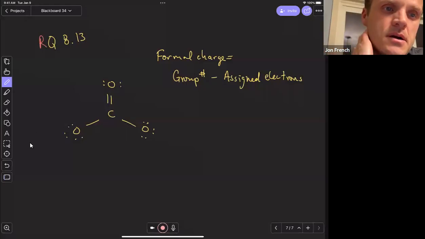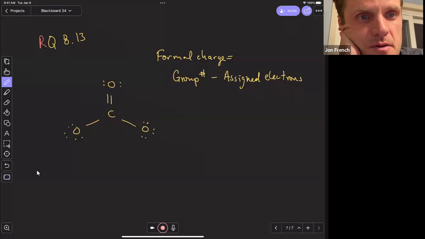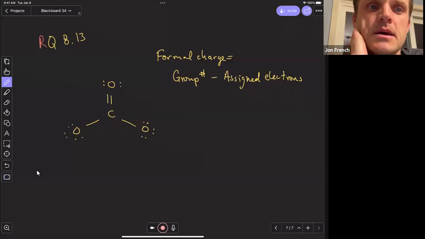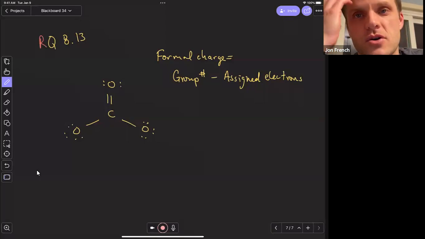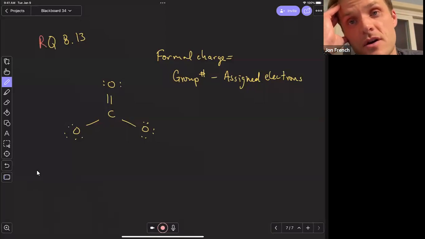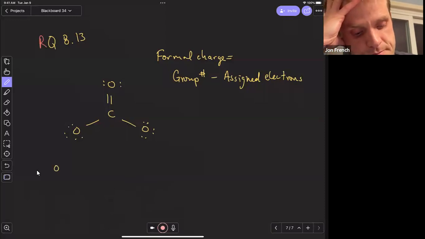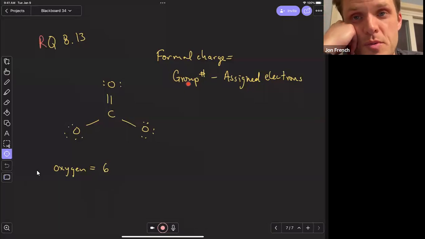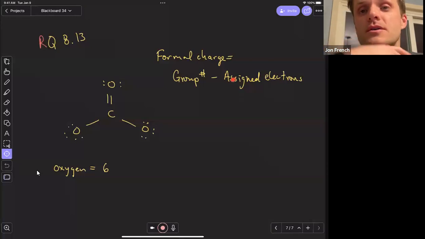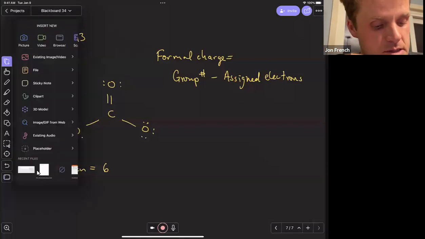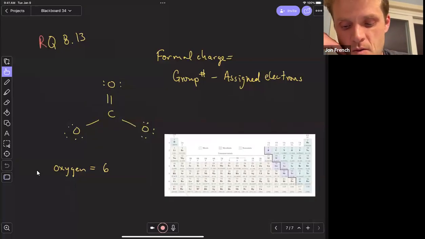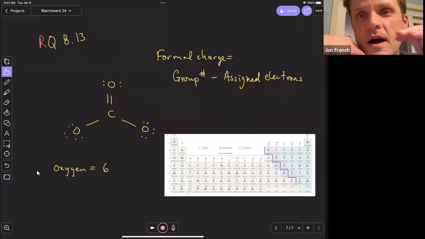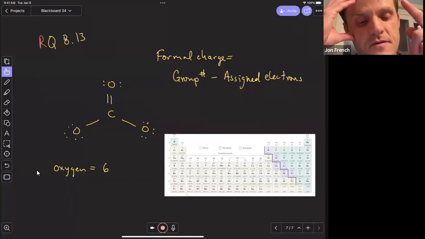So for reading question 8.13, consider the following resonance structure for carbonate. What is our average charge on oxygen? To figure out our average charge, we first need to assign a charge to oxygen. Oxygen is group 6. And to find our formal charge, formal charge is simply our group number from the periodic table minus our assigned electrons, where for our assigned electrons, we count all of our non-bonding electrons and we count 1 electron for each bond.